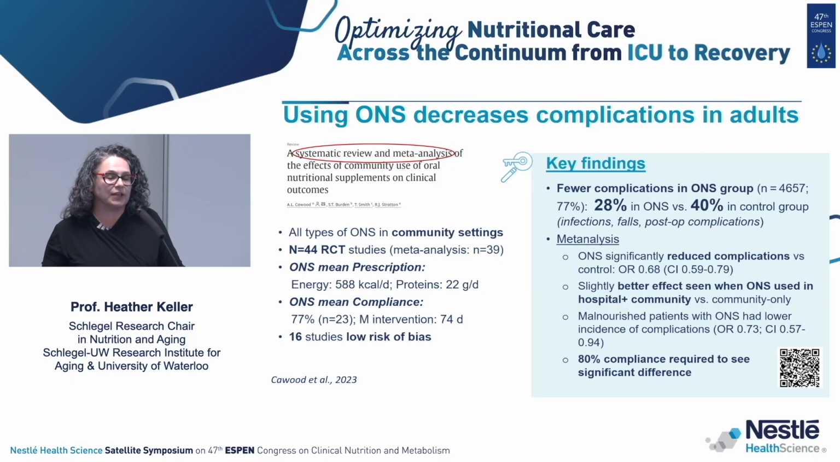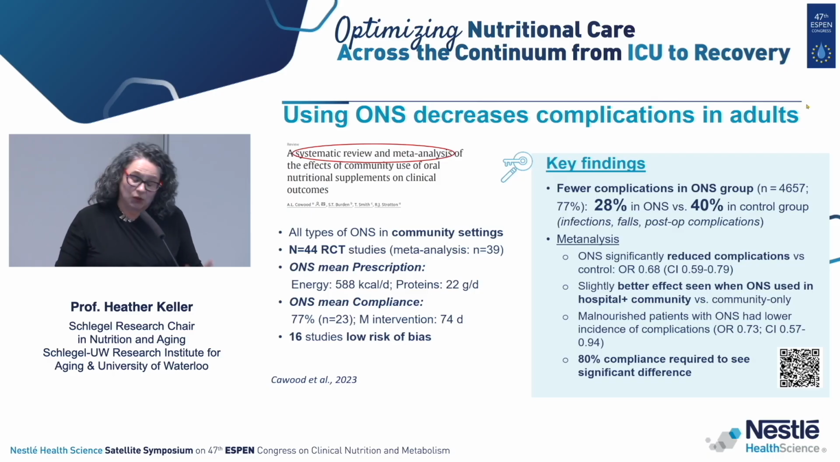And the intervention was on average 74 days, so just close to 3 months, I should say. 16 studies have a low risk of bias. What's important to note is those who got any type of ONS at about 500 calories have fewer complications: 20% had complications versus those who did not get the ONS, 40% had complications. And those are things like infections, falls, and post-op complications that might lead them back to the hospital.